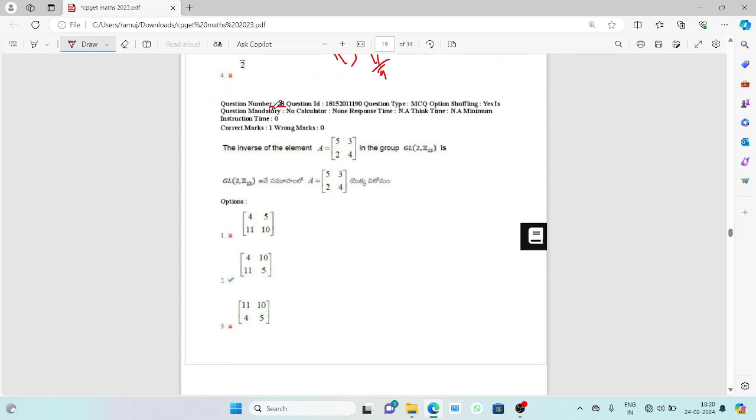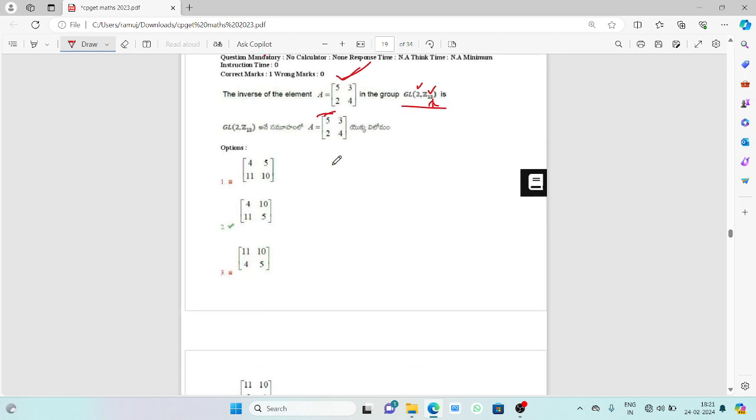So the 68th one is the inverse of an element. He provided one matrix, A equal to 5 3 2 4, in the group GL(2, R), the general linear group of order 2 cross 2 matrices, under modulo Z13. He is asking for the inverse of this matrix. So what can we do? First of all, we find the inverse of the given matrix, then we apply modulo 13, and then we get the inverse of the given matrix.